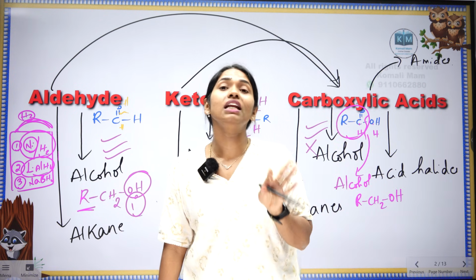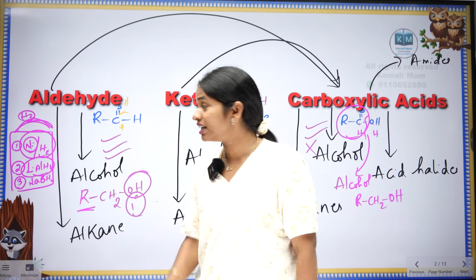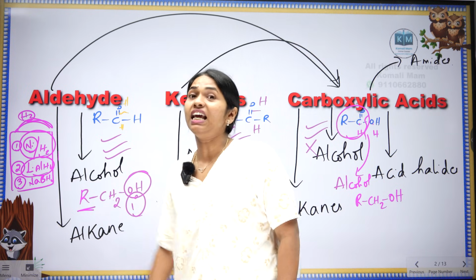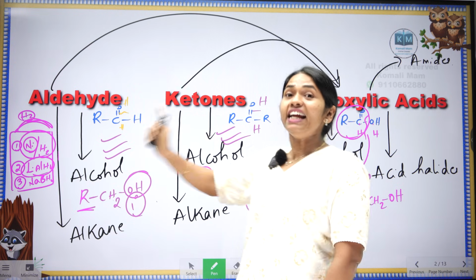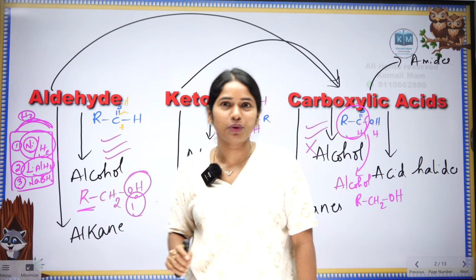So total how many reducing agent reactions have you learned here? By using these three, three threes are 9 different reactions you are able to do here.